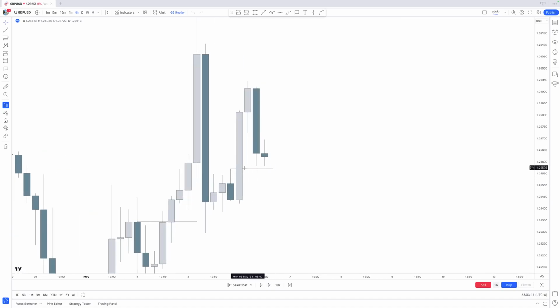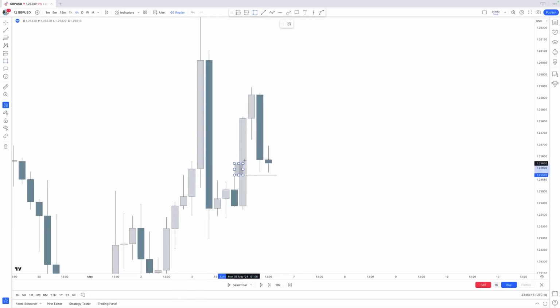Now, once we create this order block coming off the previous order block, and we create this fair value gap right there, which confirms this order block.